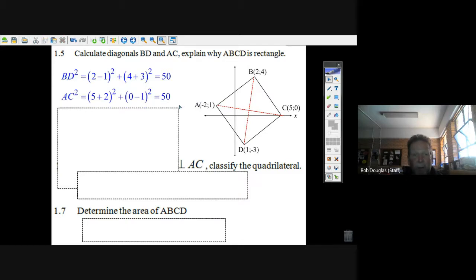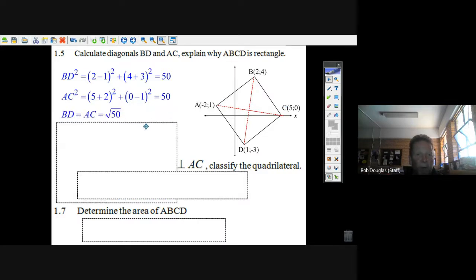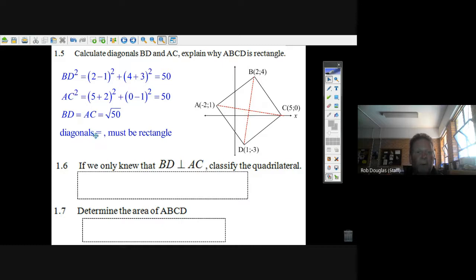AC squared, let's do it. We'll go 5 minus 2 plus 0 minus 1. Hey, that's still 49 and 1. That's going to equal 50. Both of those diagonals, we square root these things to get the distance, are both root 50. The diagonals are equal. Well, if the diagonals are equal, that's one of the properties of a rectangle, so we know it must be a rectangle.